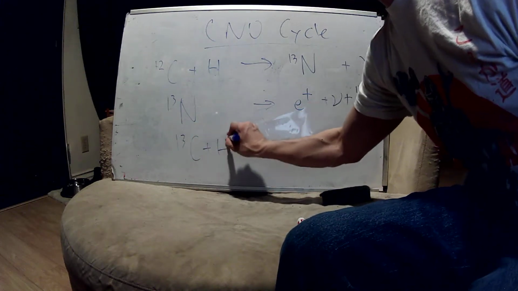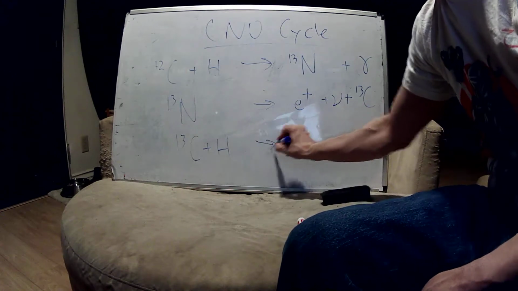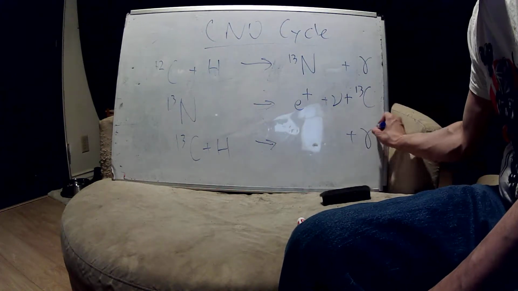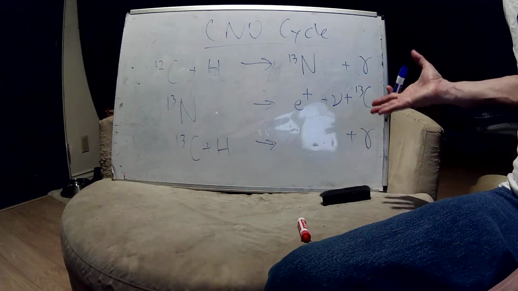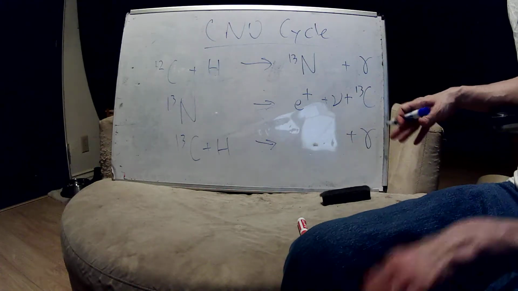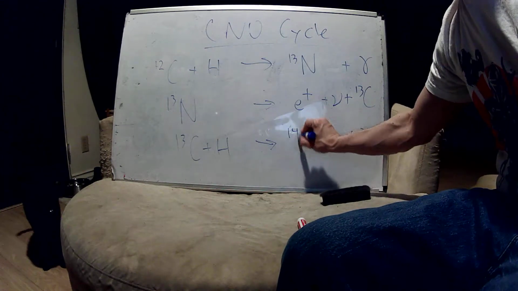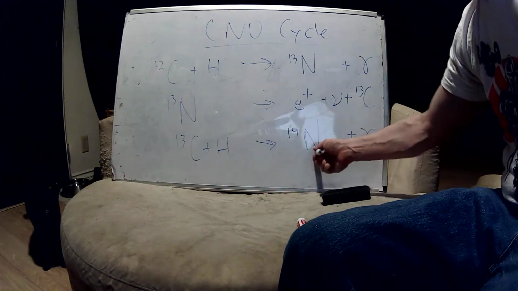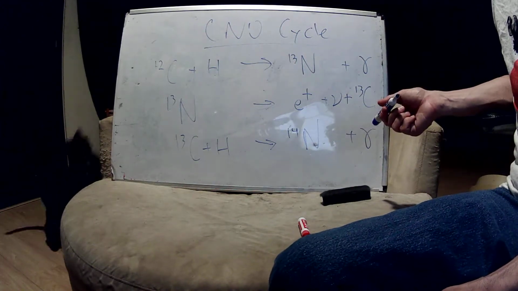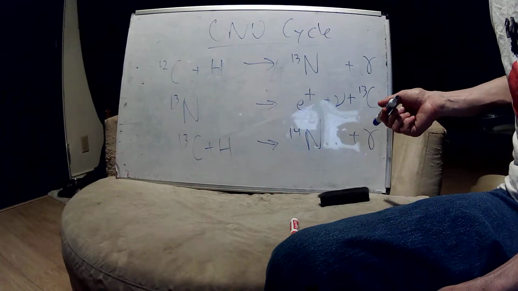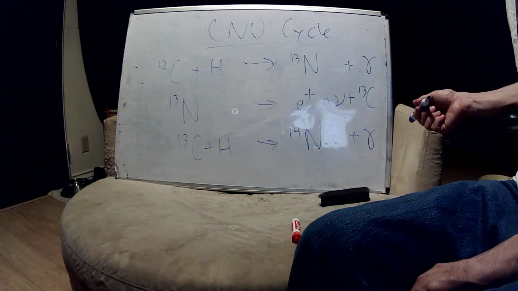Okay. Now, we're going to take this carbon-13 and we're going to smash a hydrogen atom into it. Guess what's going to happen? Well, we're going to end up with another gamma ray. More energy is going to be released as a result of the difference in nuclear binding energy. And we're going to end up with now a nitrogen-14.